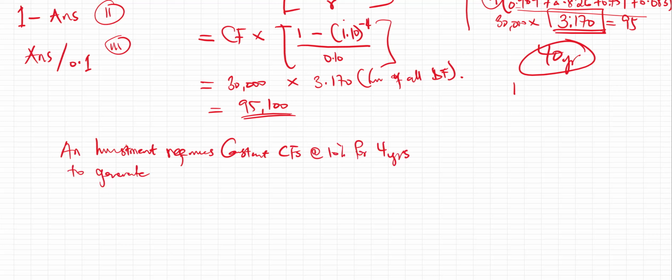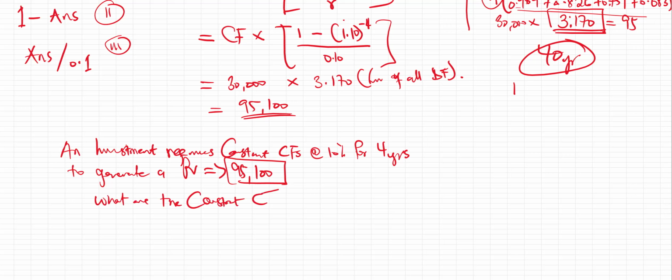A present value of how much? To generate a present value of how much? 95,100. Are you following? So the question is, what are the constant cash flows? You see the question that they are asking. They ask you for what? The present value. Here, they are asking you for the constant cash flows that grow to become this one. Are you following? Yes. And we know that it's 30,000 because it was given.